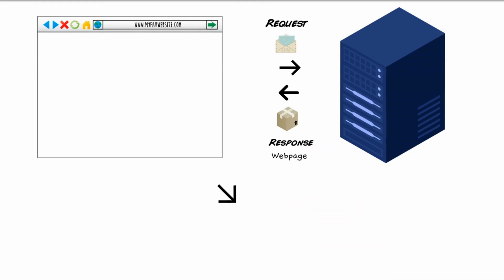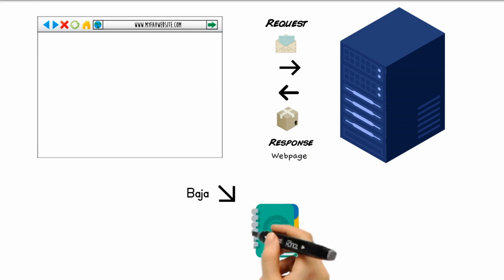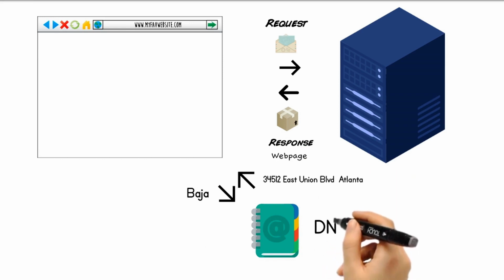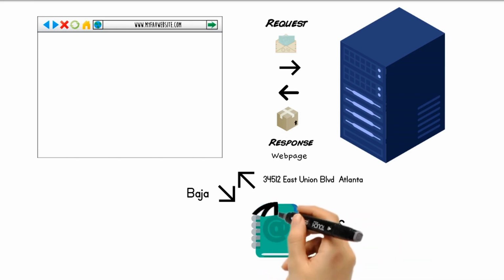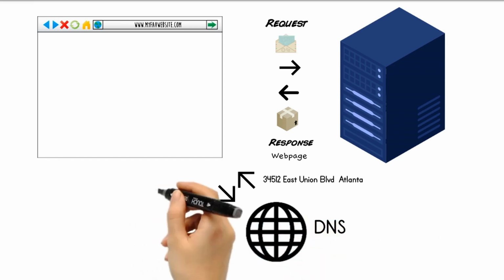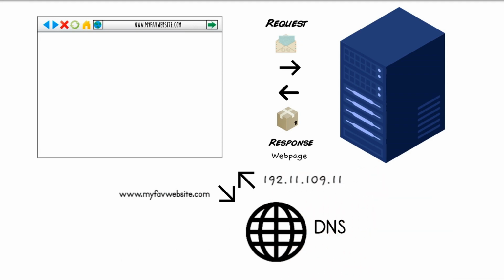And if you remember, we also talked about Tara looking at the address book to find out Baja's address. In this context, this is done by something called DNS. Just how an address book takes in the name of the person and gives out their address, DNS takes in a website name and spells out the IP address of the corresponding server.